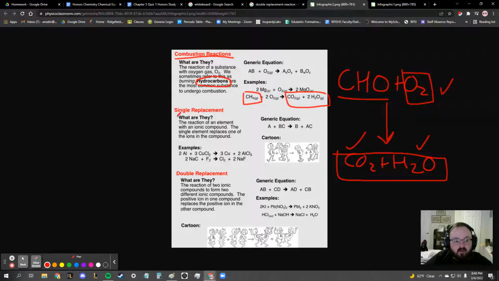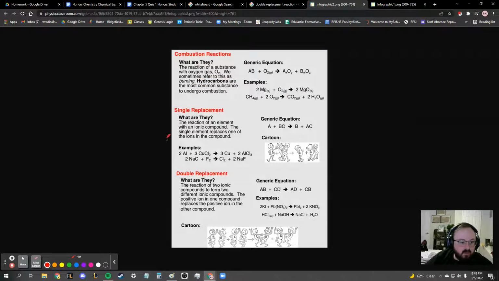Alright, we now have single replacements and double replacements to finish off with. So I have a reaction here: the reaction of an element with an ionic compound. Most of the time you'll see these with ionic compounds, not all the time, just as a heads up. But most of the time this is what you're going to see. This is what we're going to see in our lab this week.